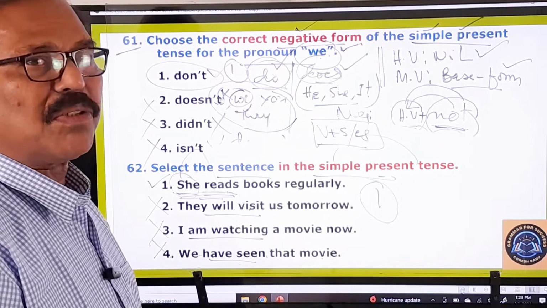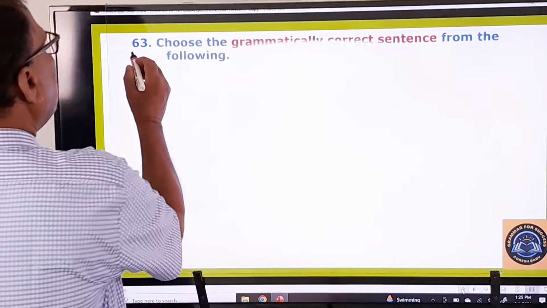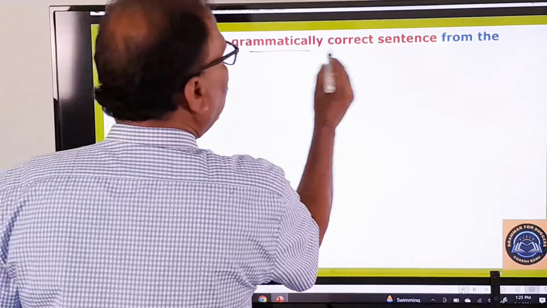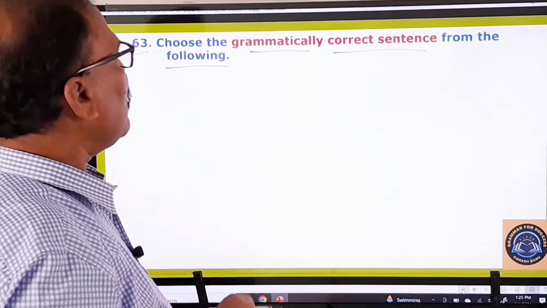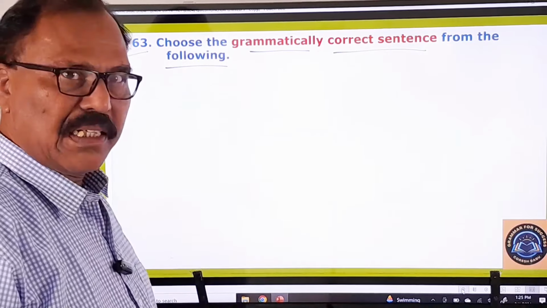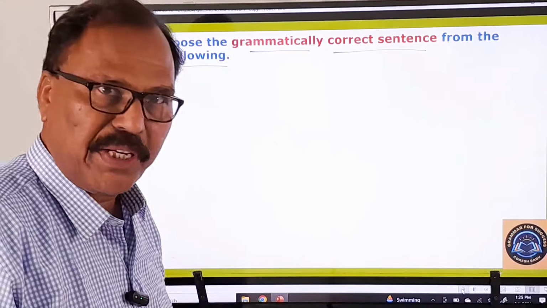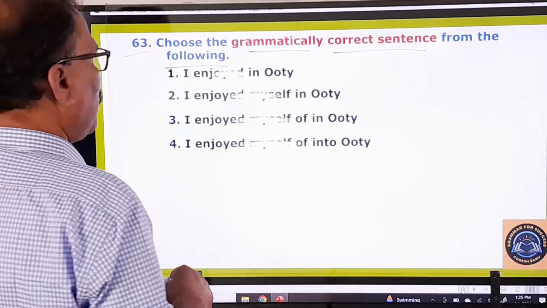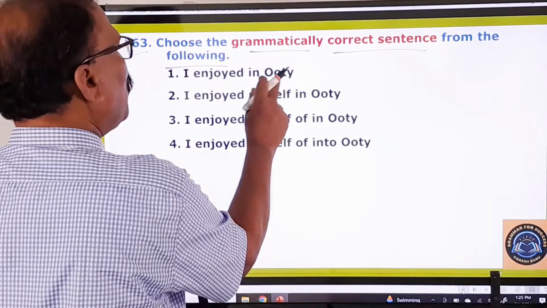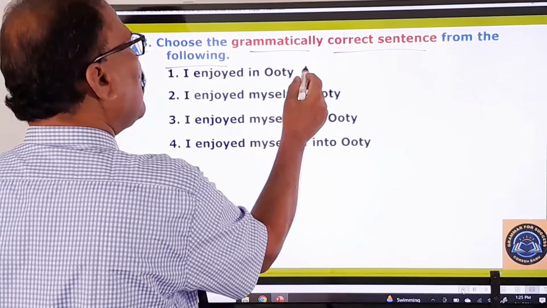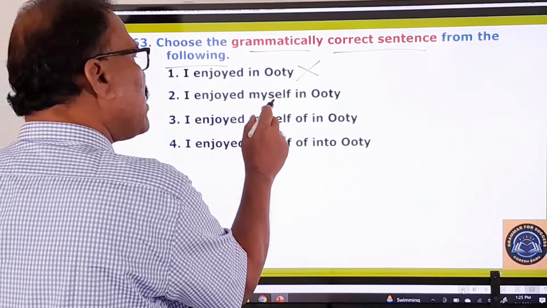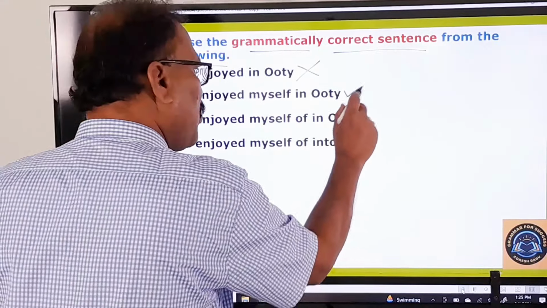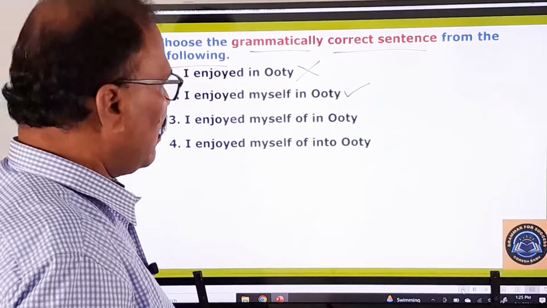And now let's move on to learn other questions. 63rd question is there. Choose the grammatically correct sentence from the following options. Okay, what is the grammatically correct sentence of the given options? Let us look at the options first. "I enjoyed in Ooty." So this is not a grammatically correct sentence. "I enjoyed myself in Ooty." This is absolutely a grammatically correct sentence.